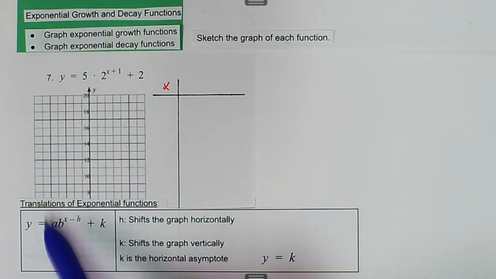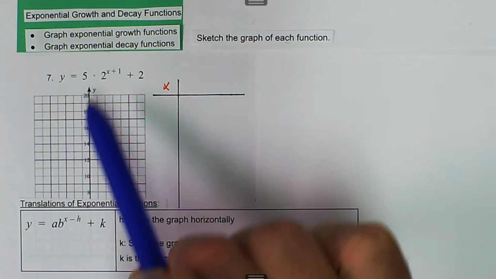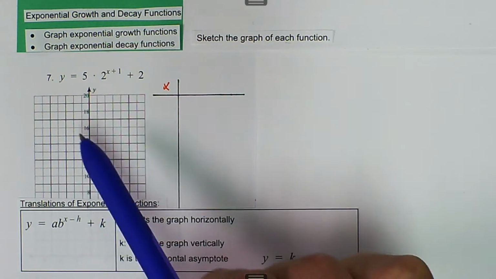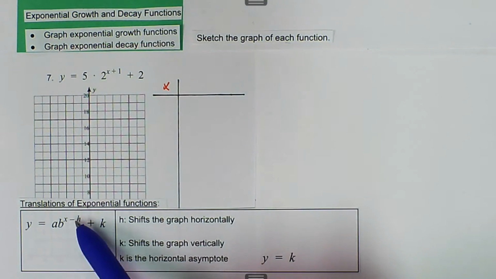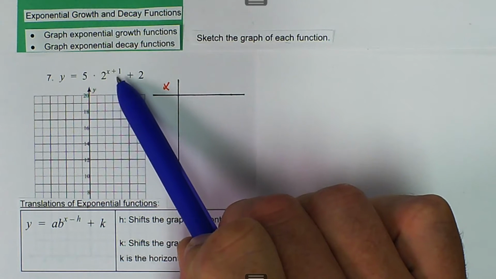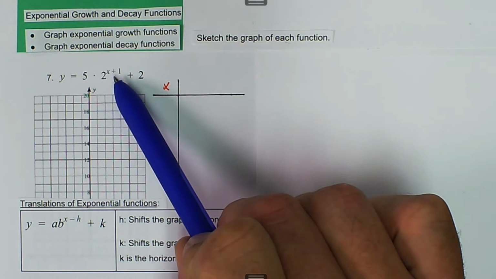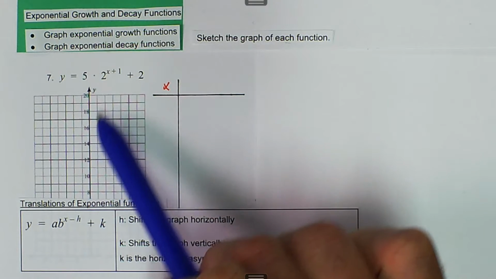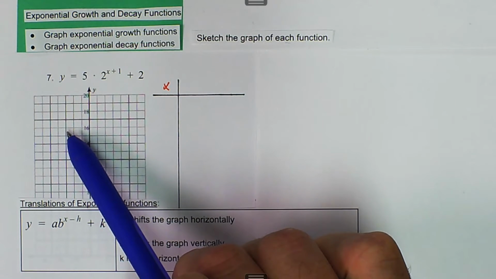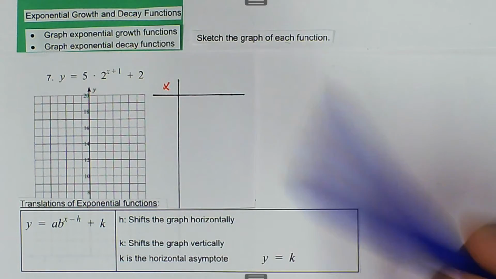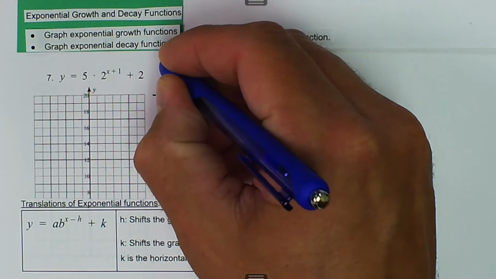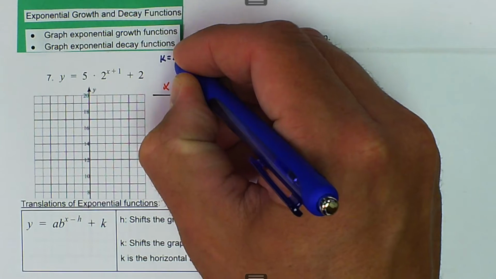So in this case, the a value is 5, the b value is 2, and because this is positive 1, the only way that we get a negative h to go to positive 1 is we have to substitute in a negative 1. So we're actually going to shift the graph to the left a little bit. And our k value is plus 2. So k value is equal to positive 2.